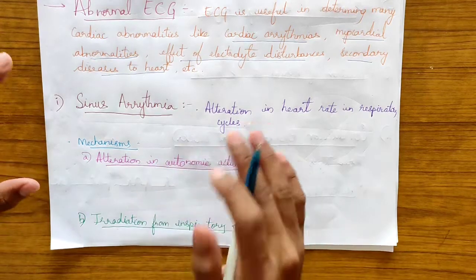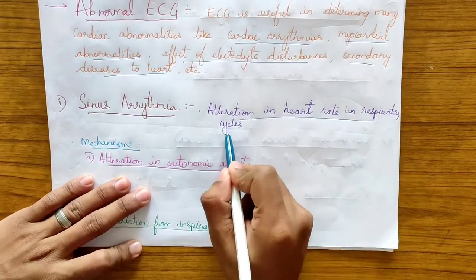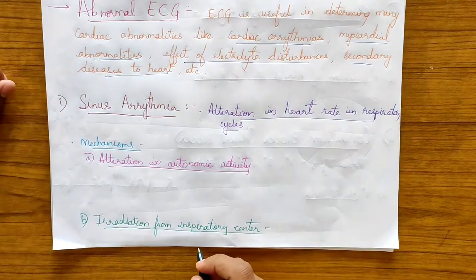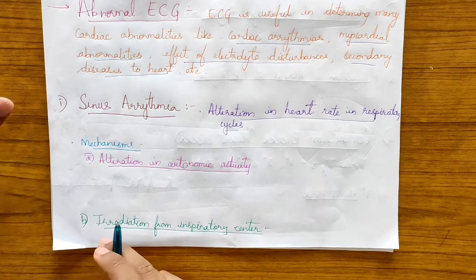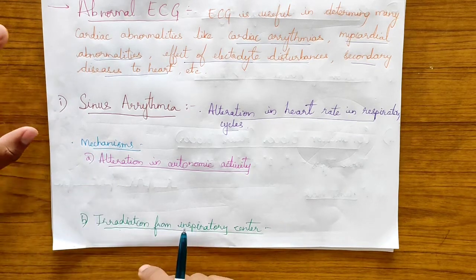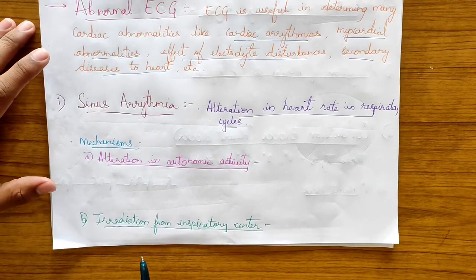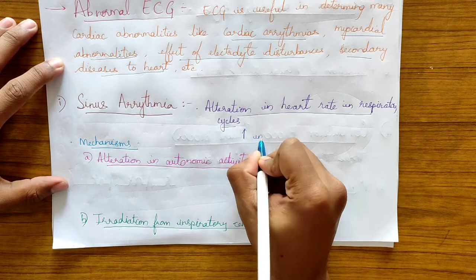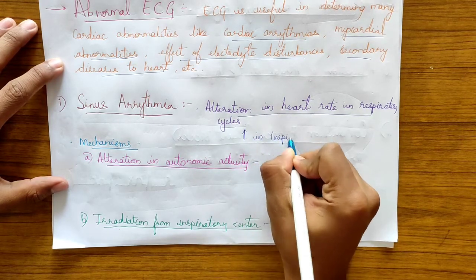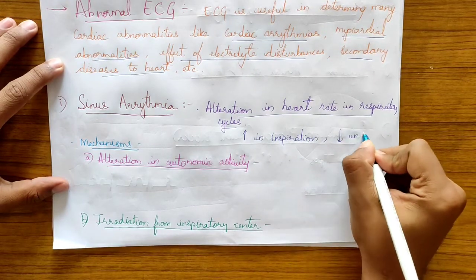It is a normal physiological phenomenon and it is the alteration in the heart rate due to the respiratory cycles. So what is the mechanism of this sinus arrhythmia? There are mainly four mechanisms for this sinus arrhythmia. The first one is the alteration in the autonomic activity. In sinus arrhythmia, the heart rate increases in inspiration and the heart rate decreases in expiration.